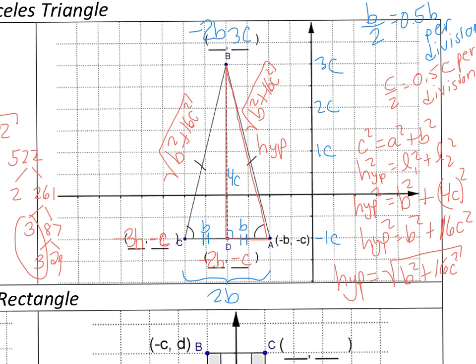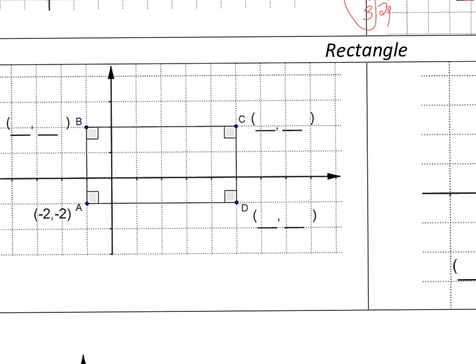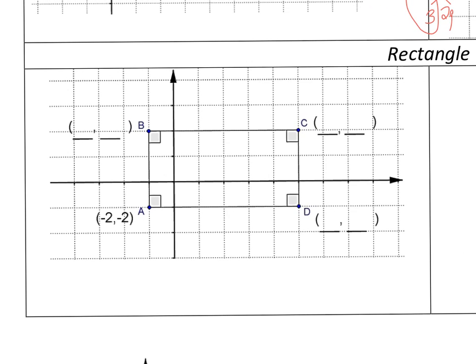Okay, moving on. We're going to now look at some rectangles. First, a numerical example. We have a rectangle. A rectangle has 4 equal angles, so it's equiangular, and the opposite sides of a rectangle are congruent. We're given the location of one of the vertices, vertex A, located at negative 2, negative 2. So that would suggest here that it is 2 per division. That's our scale, 2 units per division.